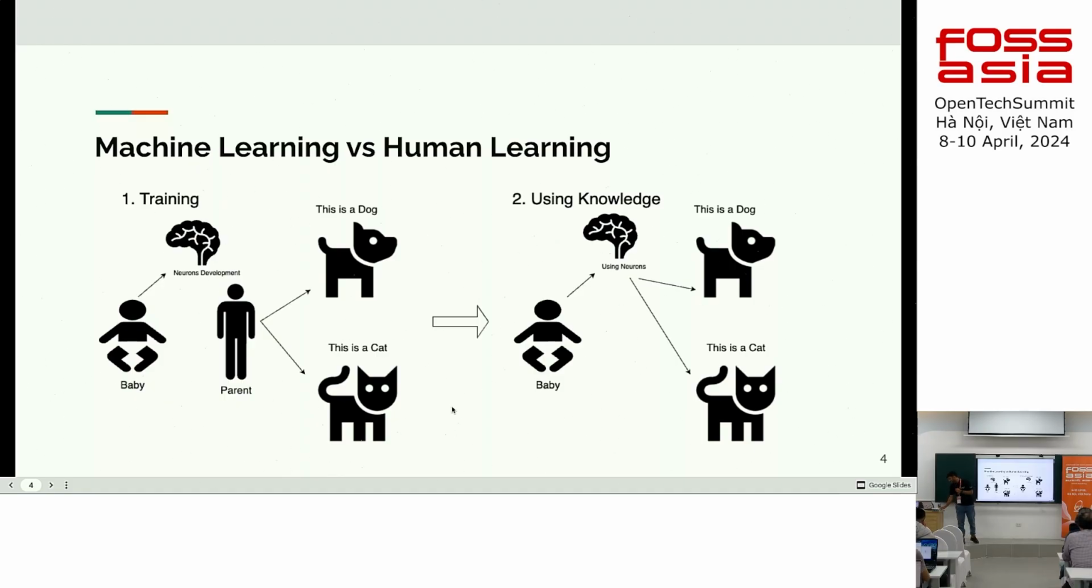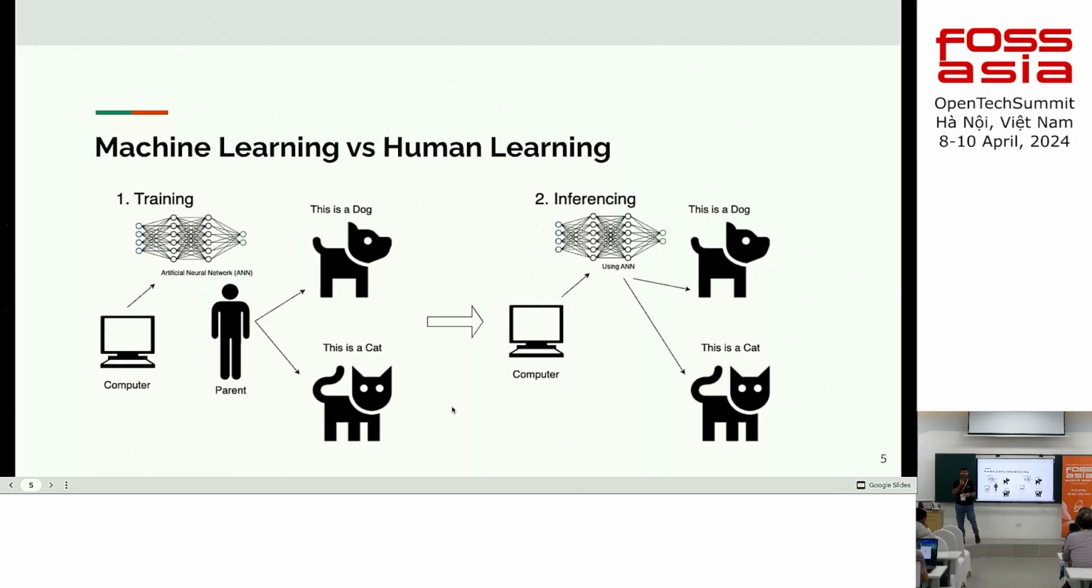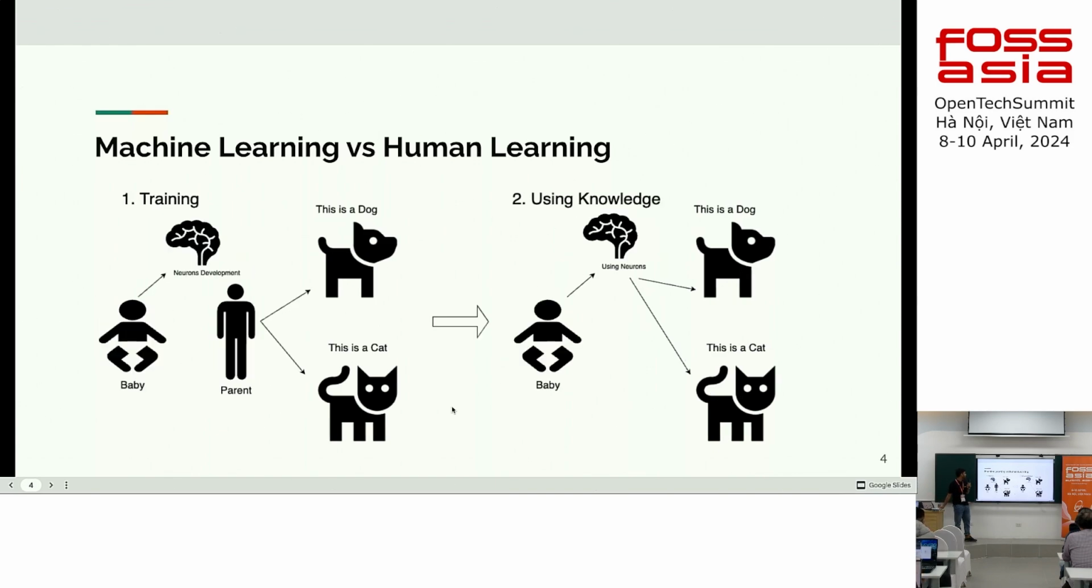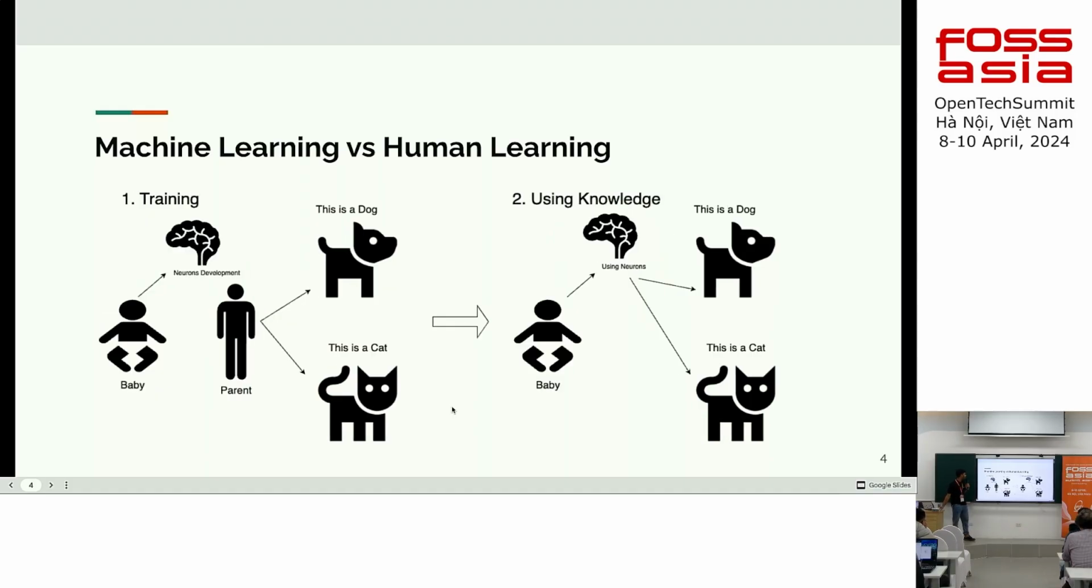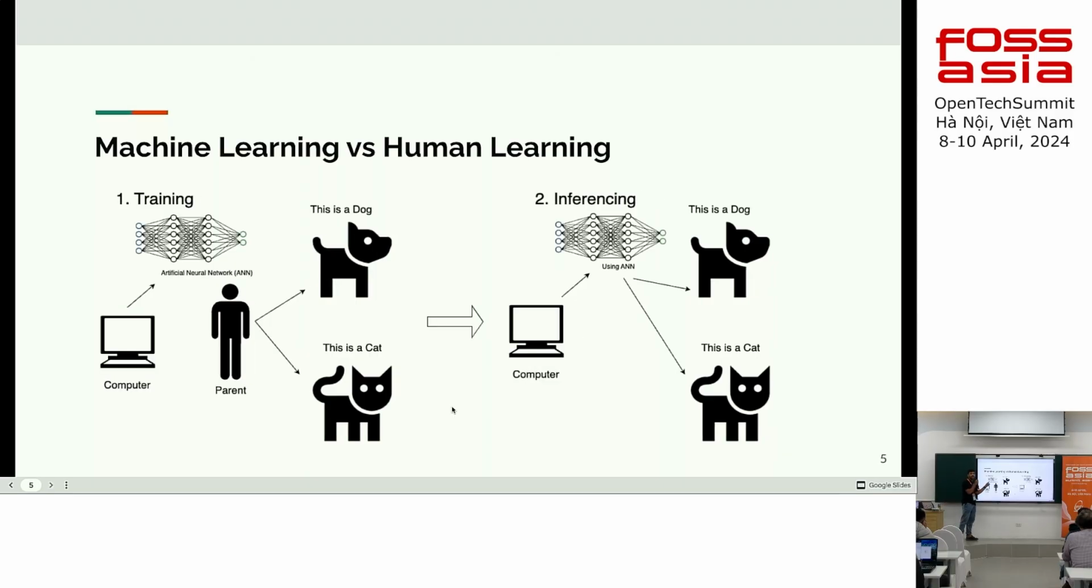Okay. Next, how machines are learning. Instead of the baby, I replace it with the computer. That's all. Instead of teaching, we are using training. Here we have a biological neuron, and this one is called an artificial neural network, ANN. If you want to teach a computer the difference between a dog and cat, we need to show the computer, hey, this is a dog, this is a cat. Then the computer will automatically try to understand the differences between dog and cat.